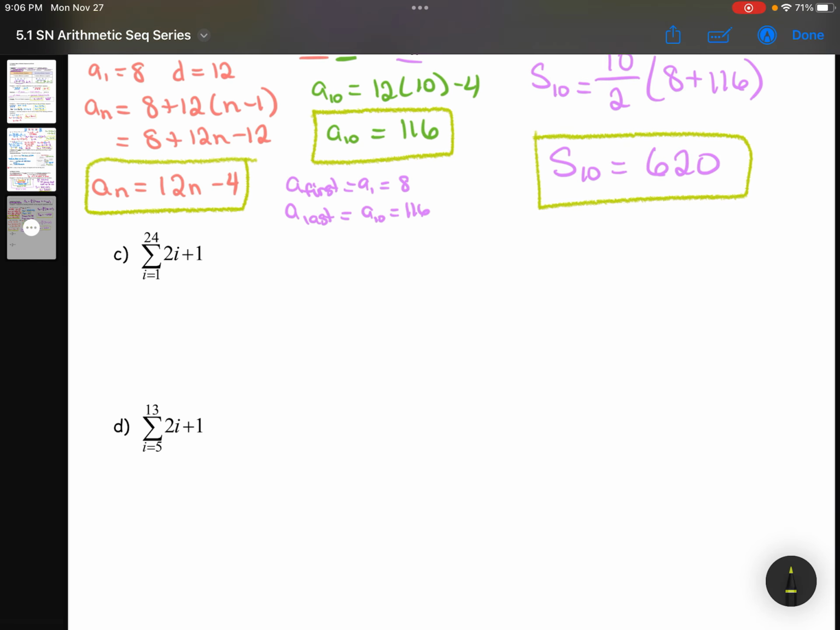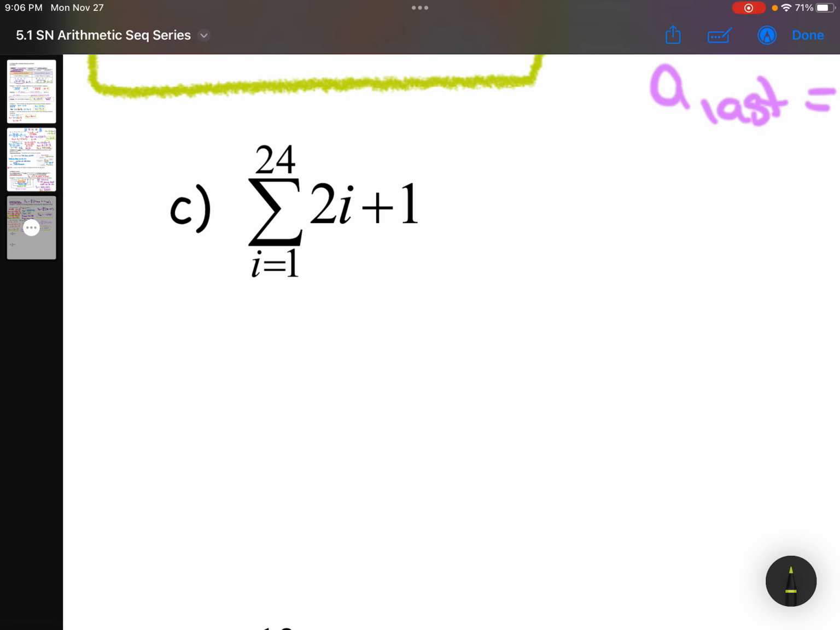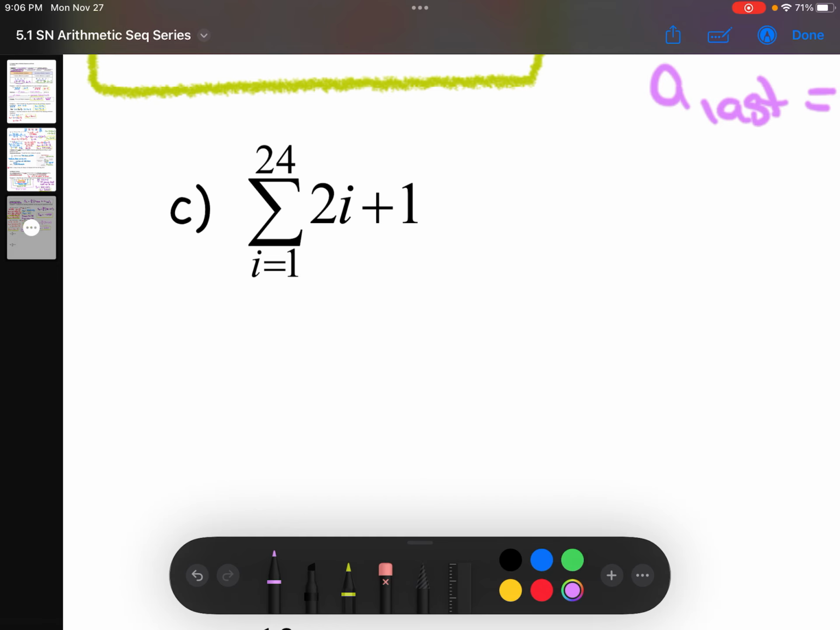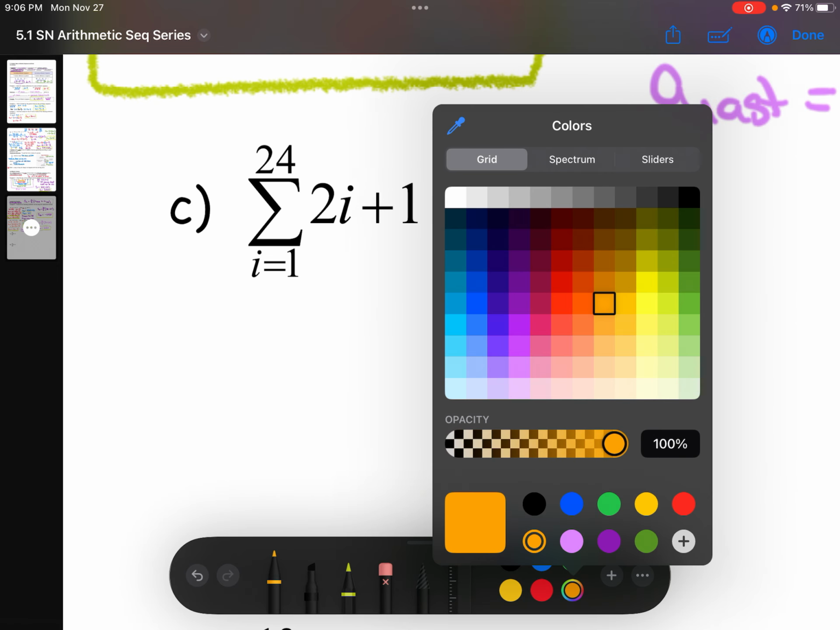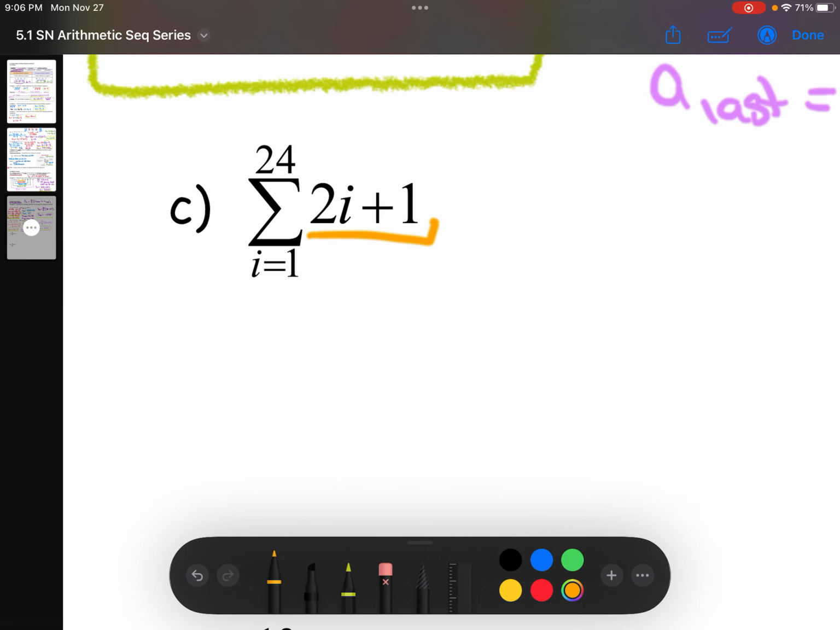Now, let's look at C. C and D are a little bit different because we're given the summation notation. So what this 2i plus 1 means is that a sub n is 2n plus 1. That gives us our general rule. So we don't need to determine the formula, because we already have it.